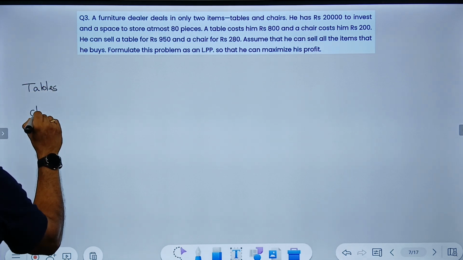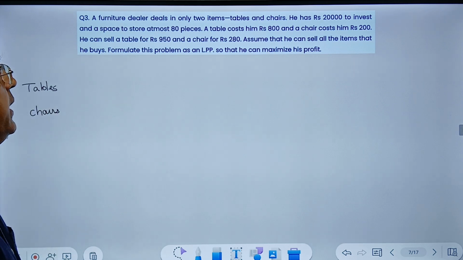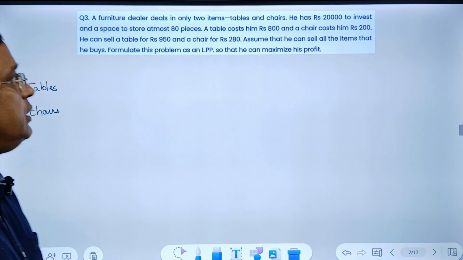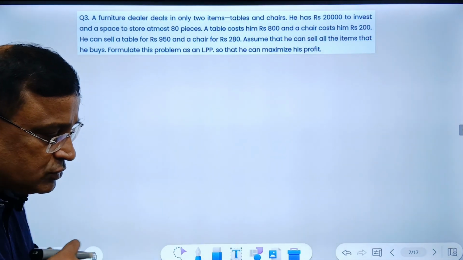And he is dealing with what? He is dealing with chairs. Okay. He has 20,000 to invest and a space to store at most 80 pieces. He has only 20,000 to invest. He does not have more.